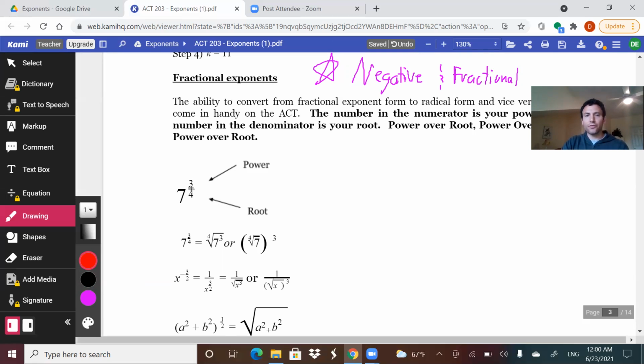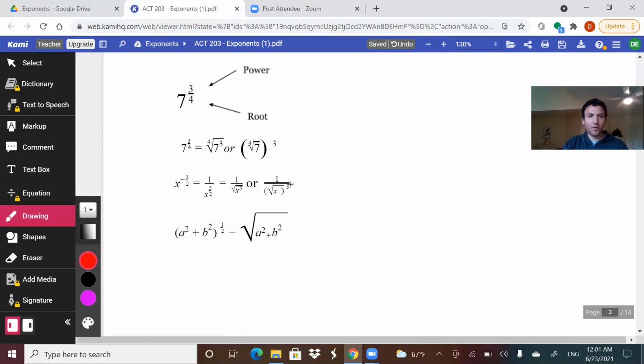So 7 to the 3/4 is really 7 to the 3rd root 4. If we look at this one below it, x to the negative 3/2. Well, first off, because it's negative, we're going to base in the wrong place. We just drop this to the denominator. So 1 over x to the 3/2. And if you think about it, that's really 1 over x to the 3rd root 2.